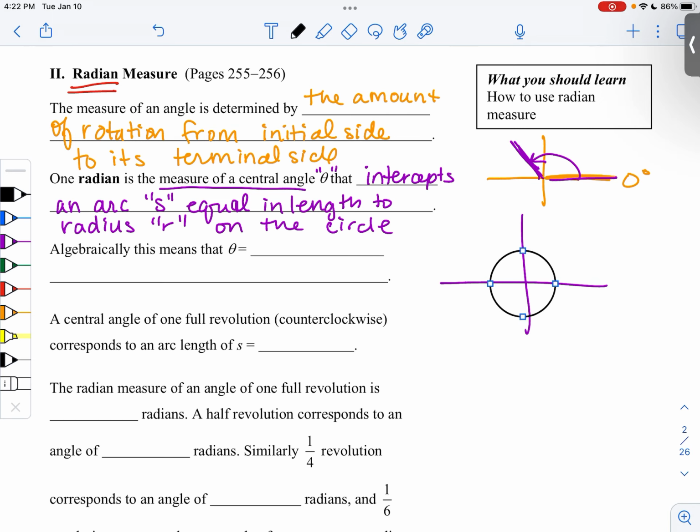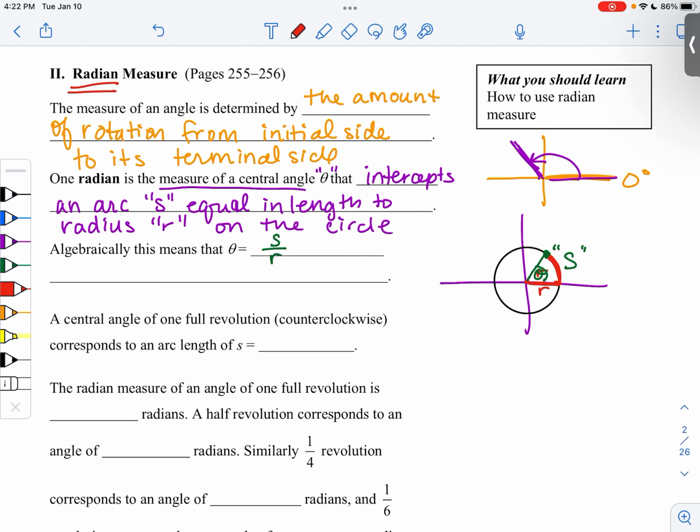There we go, there's a perfect circle. And this right here is R. I'm gonna take that length of my red and put it right on here. That length as it lays on the circle, we call S. Algebraically, this means that theta is the arc length divided by its radius. So this here is theta, where this here is R.